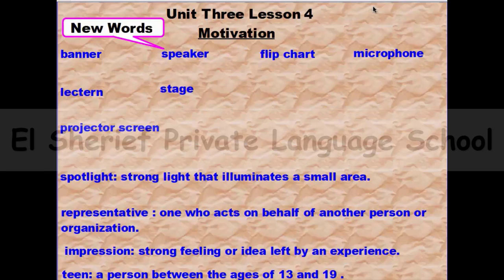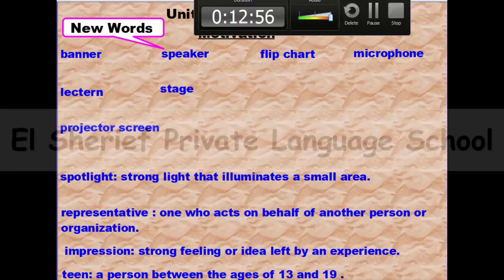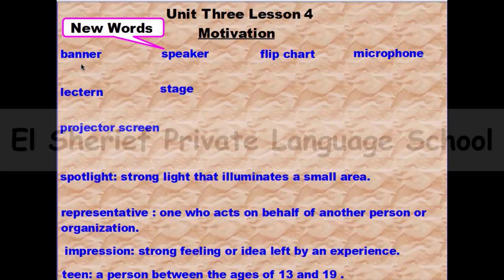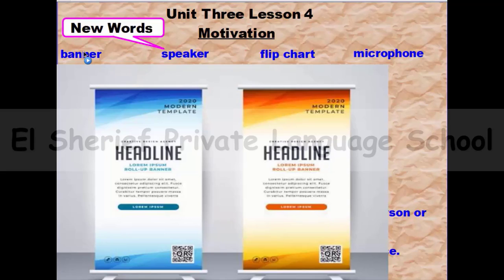Now, let's check exercise or lesson number 4 in the same unit, motivation. Here we have some new vocab, but they are interesting. Why? Because we will have some pictures for these new words. Number 1, the word banner. Yes, this is the banner, something like the board, but we can have some advertisements written on it. So it's a banner.